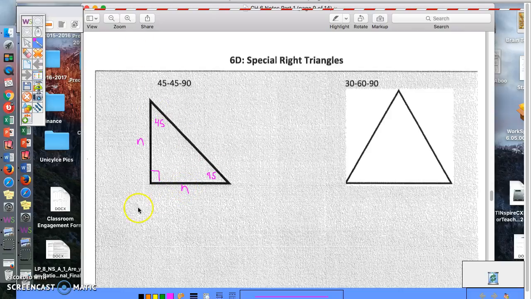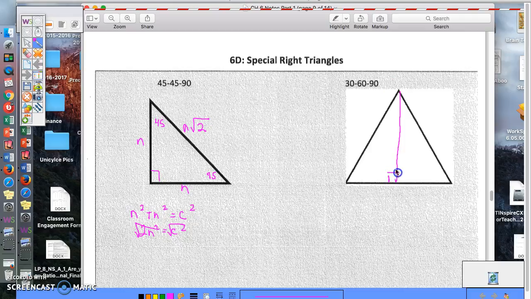Well, what would be the length of the hypotenuse? Well, n squared plus n squared equals c squared. So 2n squared equals c squared. And to solve for c, we have n times the square root of 2 would be that length in terms of n.